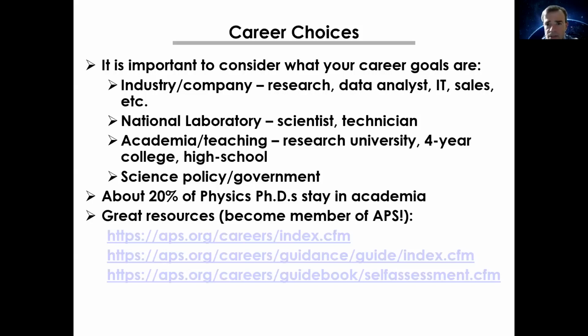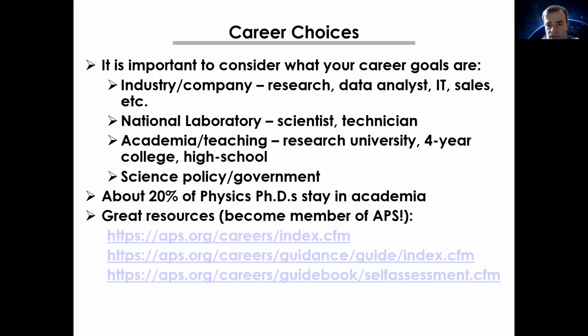So when you consider graduate school, it's important to consider what your career goals are, right? You might want to go into industry, you might want to go to a national laboratory, you might want to go into academia or do teaching, and that you can do at various levels. You might want to go into science policy and join the government, for example. And when you take a PhD, you can go into any of these areas. We have students that graduate and they go into all of these different areas.